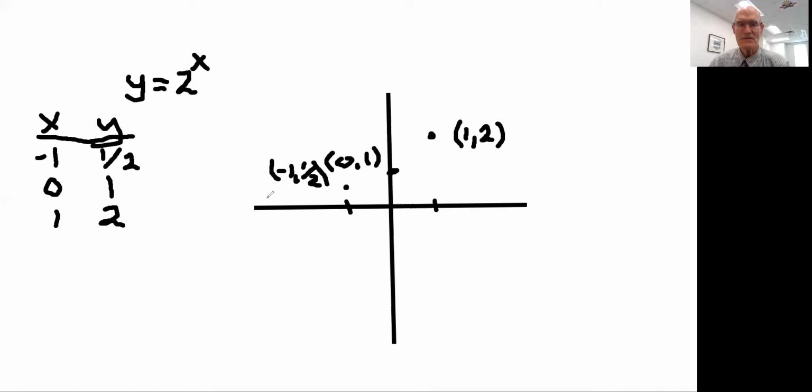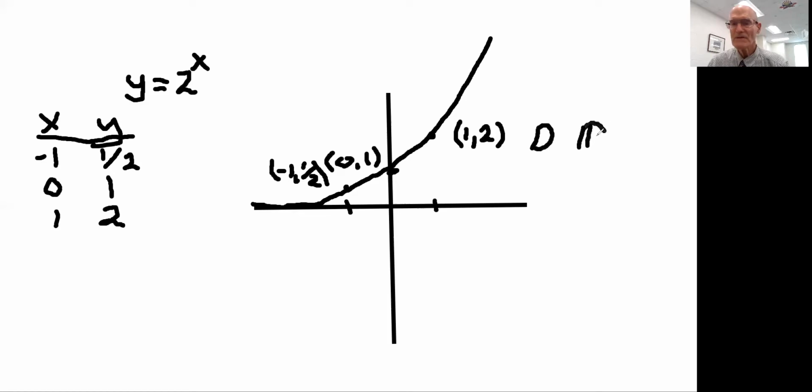So what you'll notice is your graph comes off the x-axis because the x-axis is your asymptote. And you go through this point here, which is your -1 and 1/2. You go through the 0, 1, and you go through the 1, 2, and you just increasingly go up into the first quadrant. Now, if you'll notice here, your domain for a function like this is the set of reals. So the domain is the set of reals.